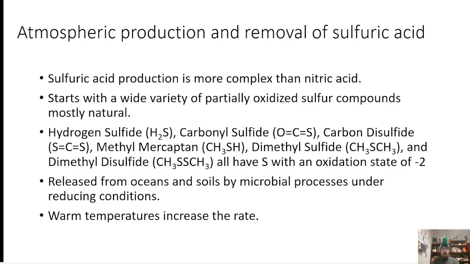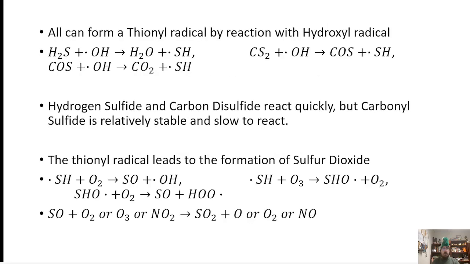But it's often released from the oceans and from the soil by various microbial processes that are under reducing conditions. Reducing gets them less positive, more negative. It gives sulfur its more negative oxidation states. Warm temperatures will also increase the rate of production of these molecules. But the main idea is all of these can form thionyl radicals by one form or another. They just need to bump into a hydroxyl radical.